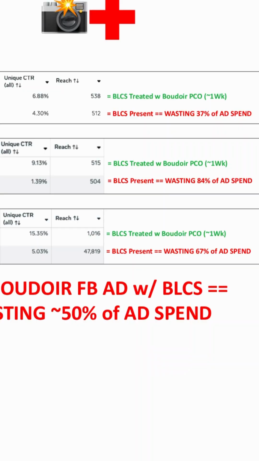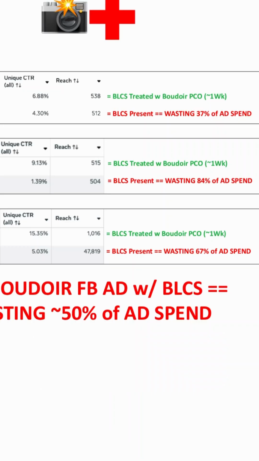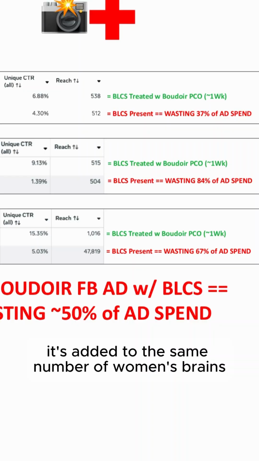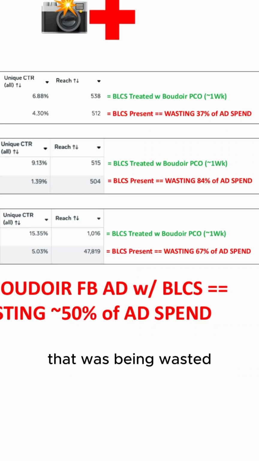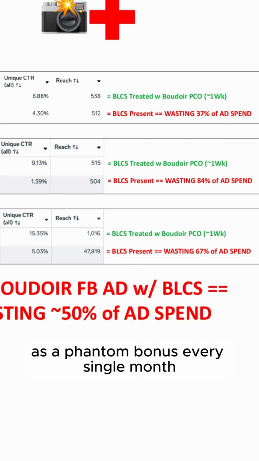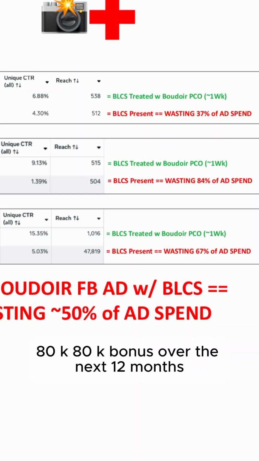And as a result, if you spend 10 grand a month on the original Boudoir Facebook ad, then now he only has to spend $3,300 a month on the Boudoir Pico treated ad, and he gets to add into the same number of women's brains in both scenarios. But now that $6,700 a month that was being wasted is being eliminated, back in his pocket. He doesn't have to spend it as a phantom bonus every single month. Basically like, what's that, 80K bonus over the next 12 months.